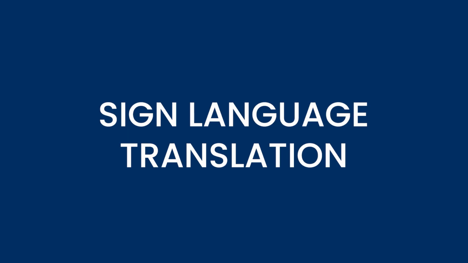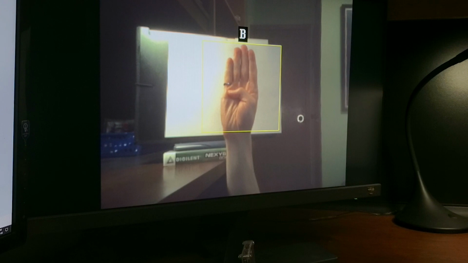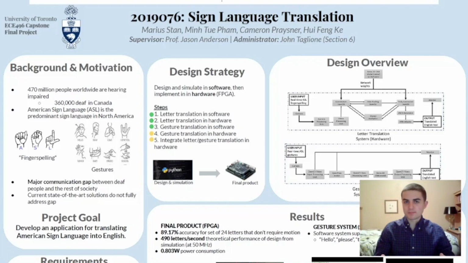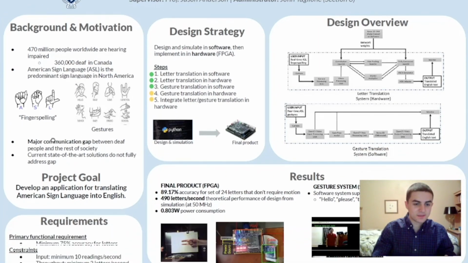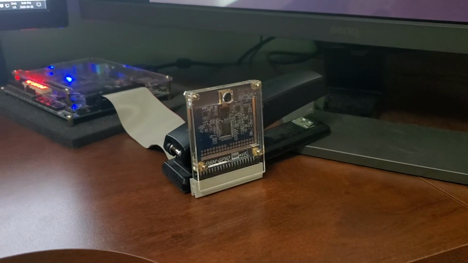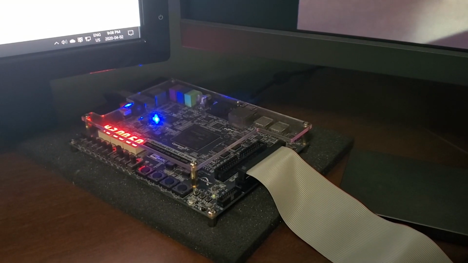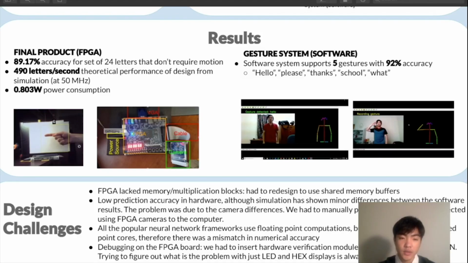Our project goal was to develop an application for translating American Sign Language into English. There's a major communication gap between deaf people and the rest of society. There are 3 main stages: getting input from the camera into a usable format, processing it in the FPGA convolutional neural network, and outputting to the monitor. The average accuracy is 89.17%.